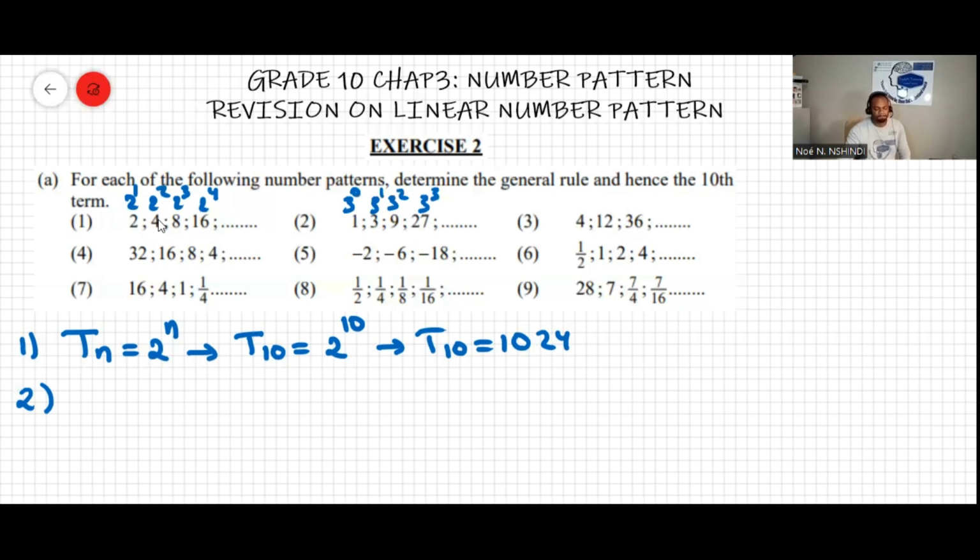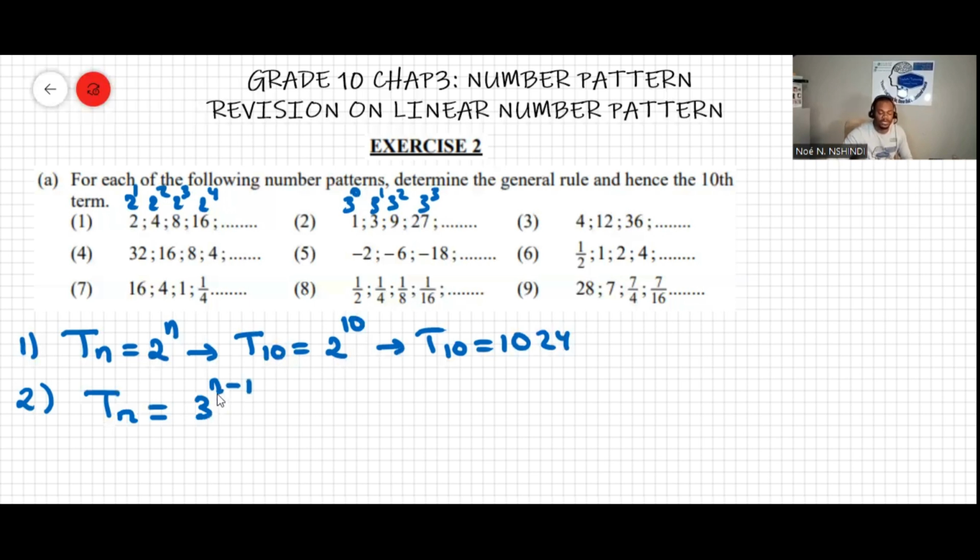So in this case, because we have a 0 here, the position 0 doesn't make sense in a pattern. When we talk about number patterns, we're talking about the position. The position must be a positive integer starting from 1. So in this case, I will say Tn is equal to 3 to the power of n minus 1, okay? Why do I say n minus 1?